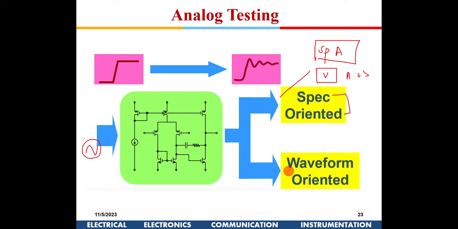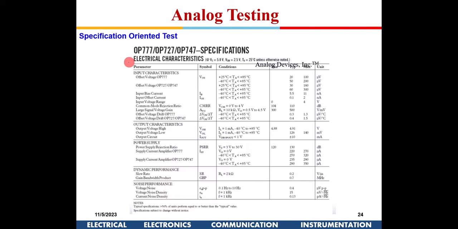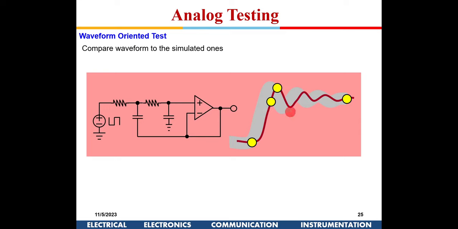The other option is to look at the waveform. Every circuit has total specifications defined, so you check whether it is falling within the range. Otherwise, you take the waveform and do the analysis from the waveform. You check whether there is an overshoot, what the settling time is for it to settle to the final value, and whether it is overdamped or underdamped. So these two kinds of testing are done.